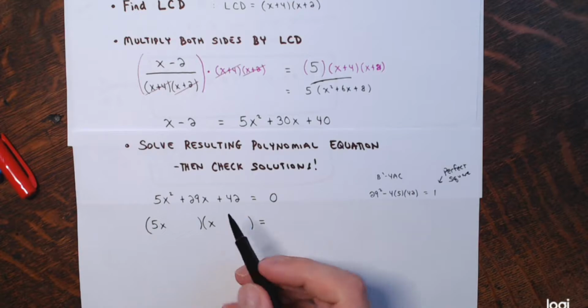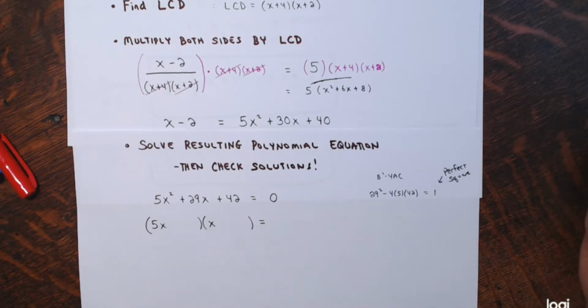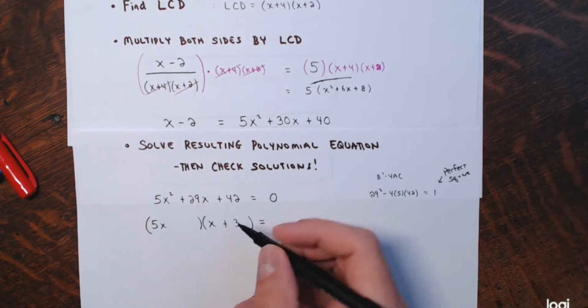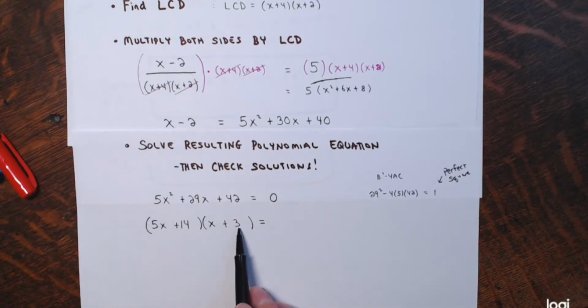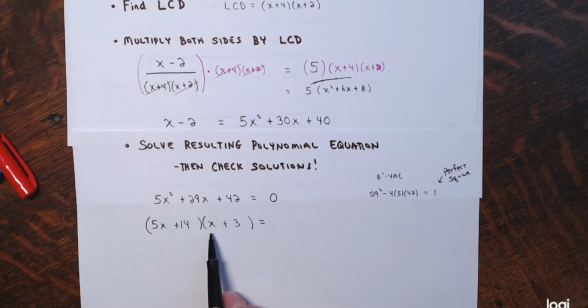Let's see, that'd be 2 times 21. 1 and 42 won't cut it. 2 and 41, 2 and 21 doesn't cut it either. 3 and 14, yes. I would need plus 3 here, plus 14 here, because that would give me 15x plus 14x, which would be the 29x. And then 14 times 3 is 42.